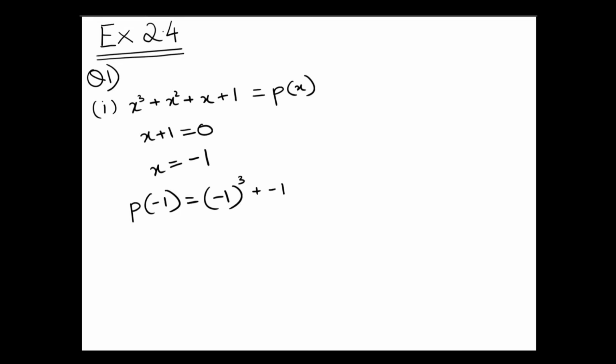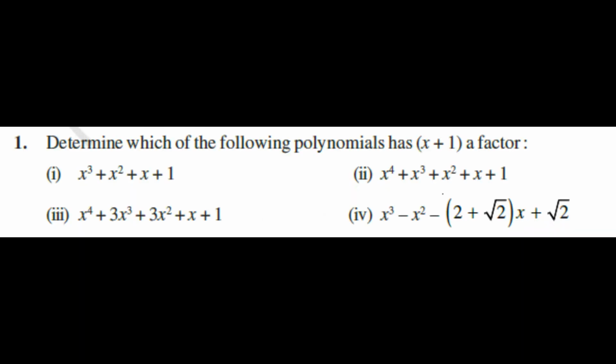This becomes minus 1 whole cube plus minus 1 square plus minus 1 plus 1. This becomes minus 1 plus 1 minus 1 plus 1. The terms cancel themselves out and we're left with 0. Now since p of minus 1 is equal to 0, through the factor theorem we can say that x plus 1 is a factor of this polynomial.